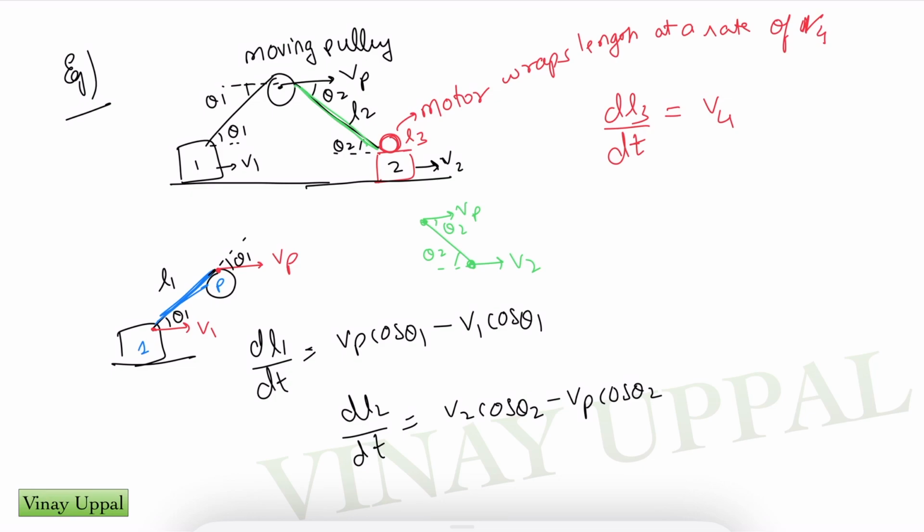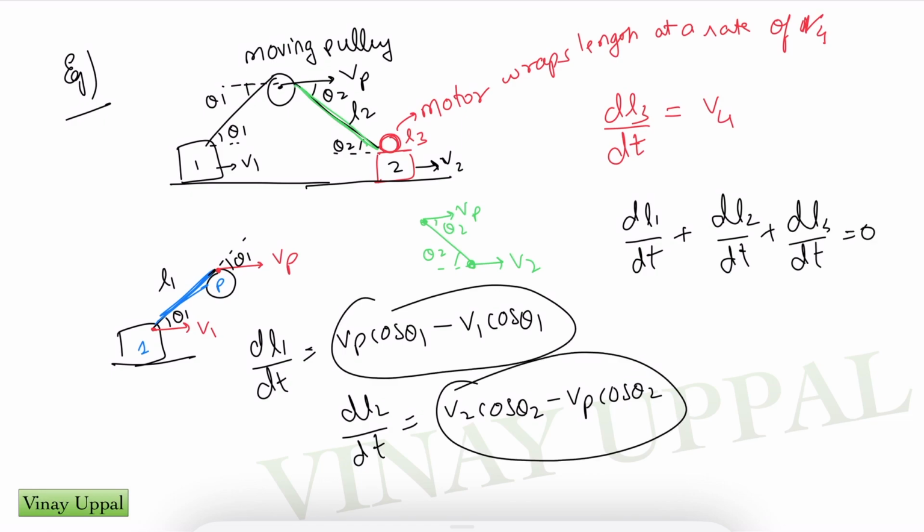Alright, so all we have to do is that the sum of the rate of change of lengths should be 0. So I'll simply have dl1 by dt plus dl2 by dt plus dl3 by dt should be 0. So the summation of these three quantities should be 0. So that's your constraint equation. Now a very important point to note here is, suppose I have a simple situation of this sort.